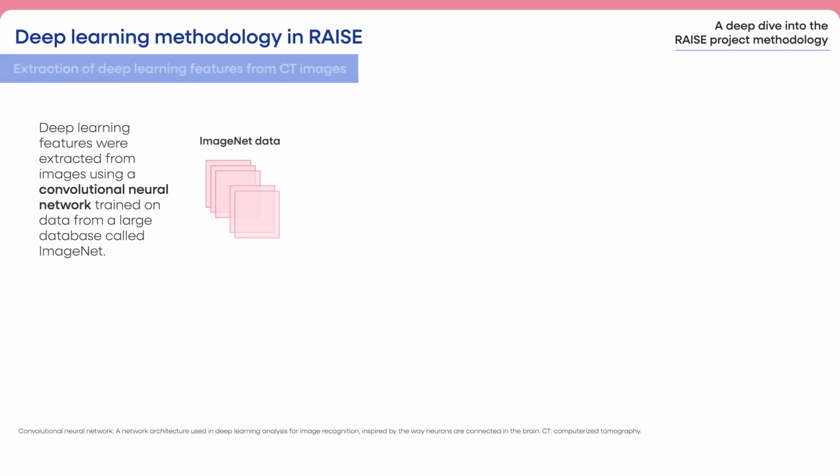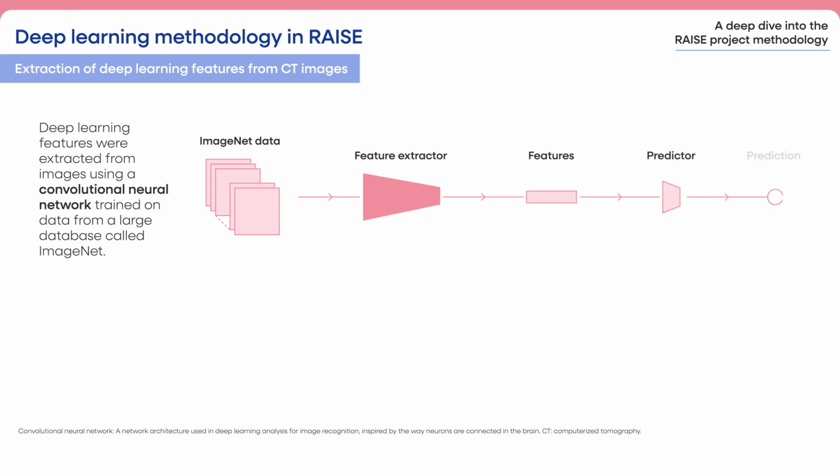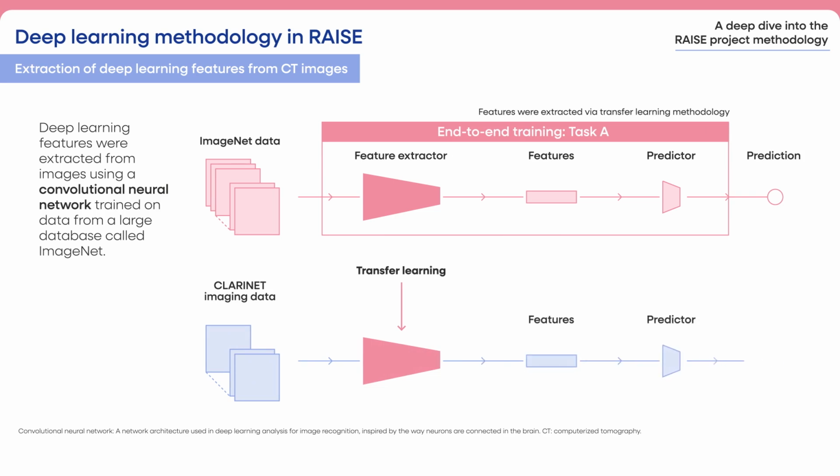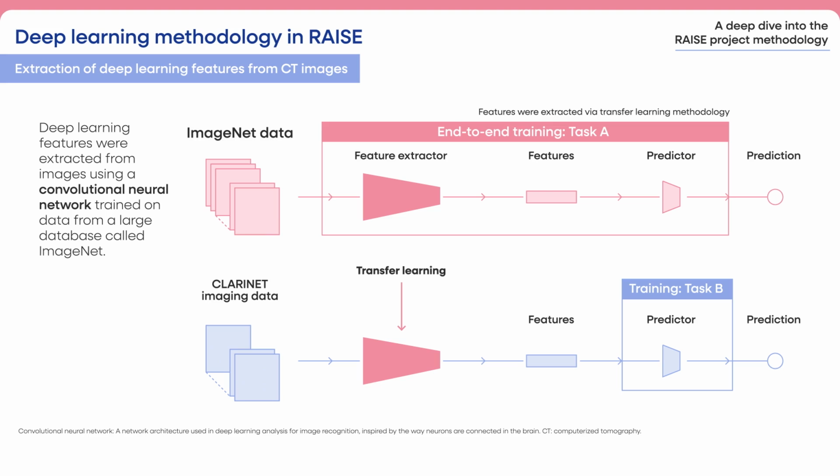Deep learning features were extracted from images using a convolutional neural network. The convolutional network in this study was trained on data from ImageNet, a large dataset of 3.2 million images. Features were extracted via transfer learning methodology. This methodology uses features learned for a different task on a larger dataset and assumes that these features are relevant enough to be applied to a smaller dataset of interest. In RAISE, the larger dataset was ImageNet and the smaller dataset was imaging data from Clarinet.